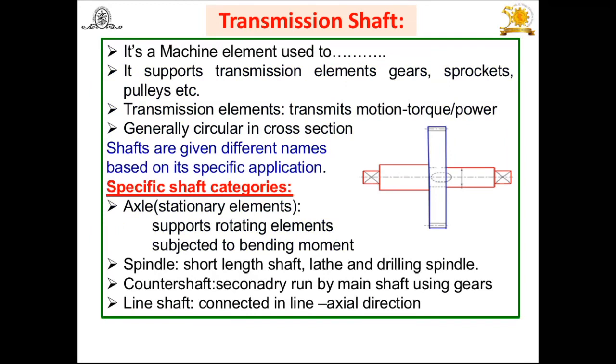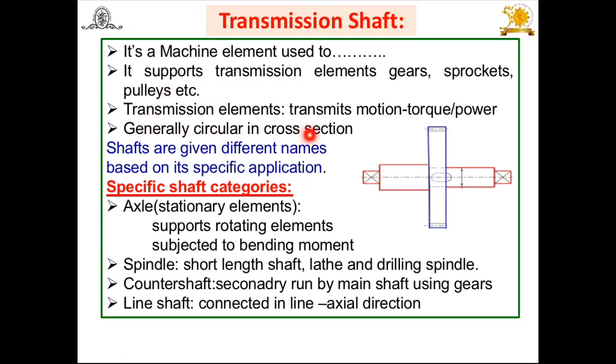Let us see what we mean by shafts. It's a machine element which is used to transmit power or torque from one place to the other place. How is it transferred? By using other machine elements such as gears, pulleys, sprockets, which are mounted on the shafts. That means it gives support to the transmission elements like gears, sprockets and pulleys.